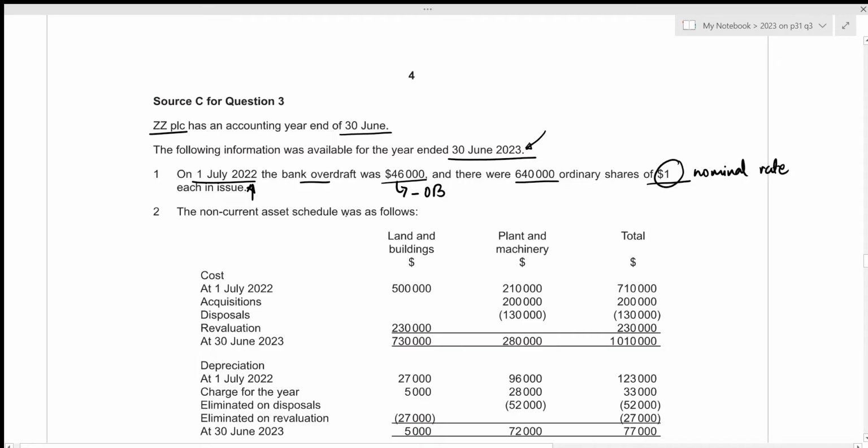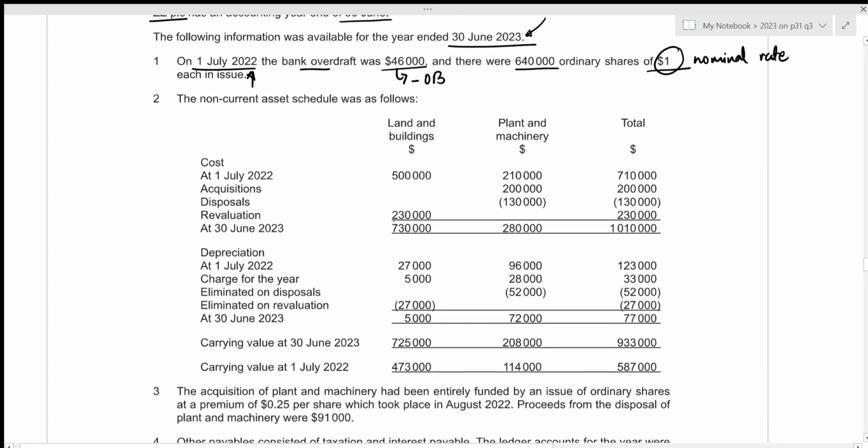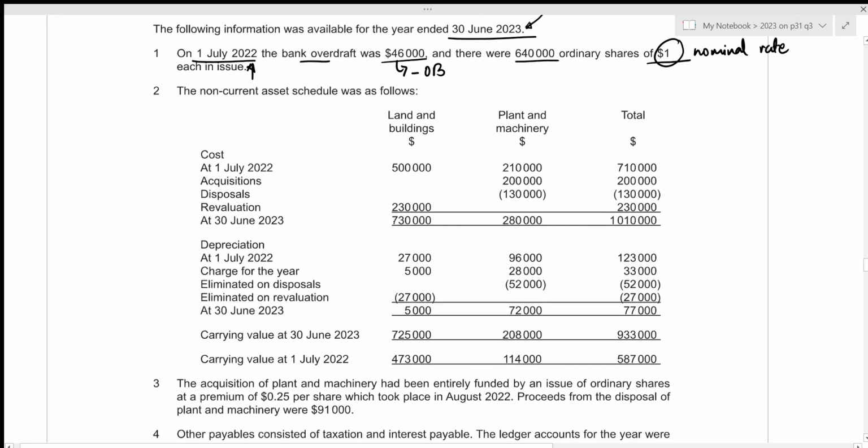Then the non-current asset schedule was as follows. So from the non-current asset schedule, we can get information regarding the purchase and sale of non-current assets as well as the depreciation charge for the year. For our cost section, we have the initial cost at the opening date. Land and buildings, it was 500,000. Plant and machinery, we had 210,000. Then there's acquisitions. So acquisitions refers to purchase of any new non-current asset. In this case, we have acquisition of plant and machinery. So this is the purchase of plant and machinery. And this is the cost of purchasing it. And this will go towards our investing activities section.